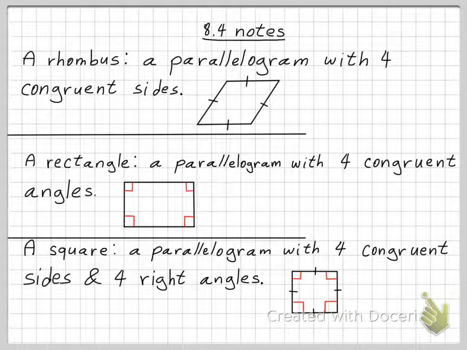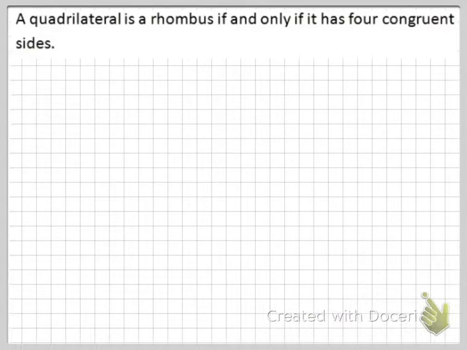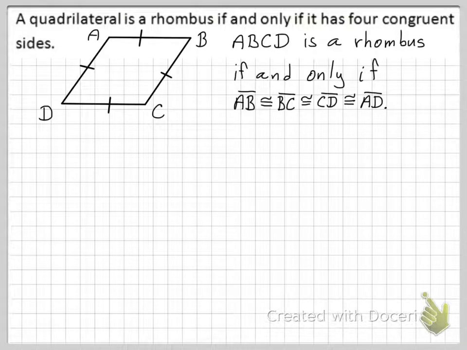So next up, we have some corollaries that we can use to prove that a quadrilateral is either a rhombus, a rectangle, or a square without first having to prove that the quadrilateral is a parallelogram. So here are some useful corollaries. The first corollary is a quadrilateral is a rhombus if and only if it has four congruent sides. So ABCD is a rhombus if and only if AB is congruent to BC, is congruent to CD, is congruent to AD. That's a rhombus.